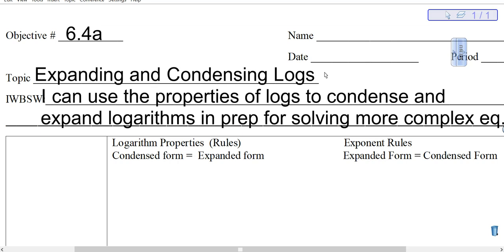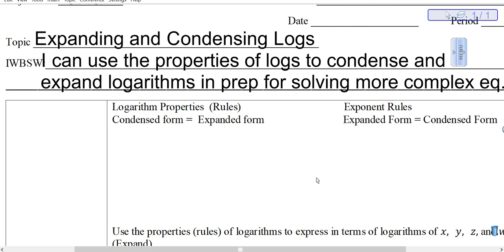And your instructional objective, you will be successful when you can use the properties of logarithms to condense and expand them in preparation for solving more complex equations. Also, you will be using your exponent rules often, and so if you're a little rusty, we'll have to clean that up, get the oxidation gone.